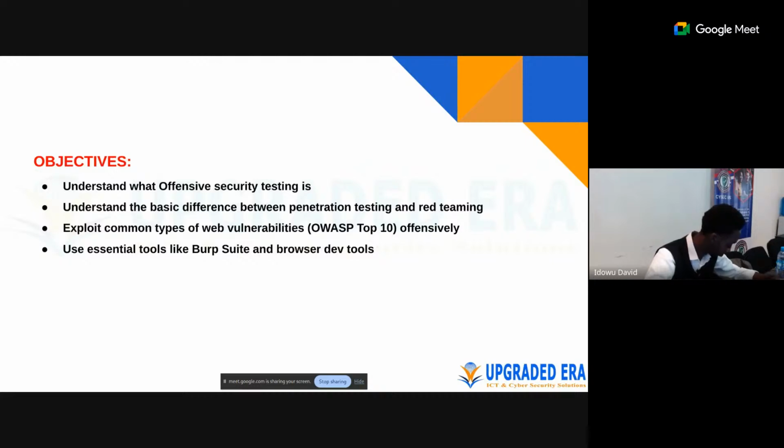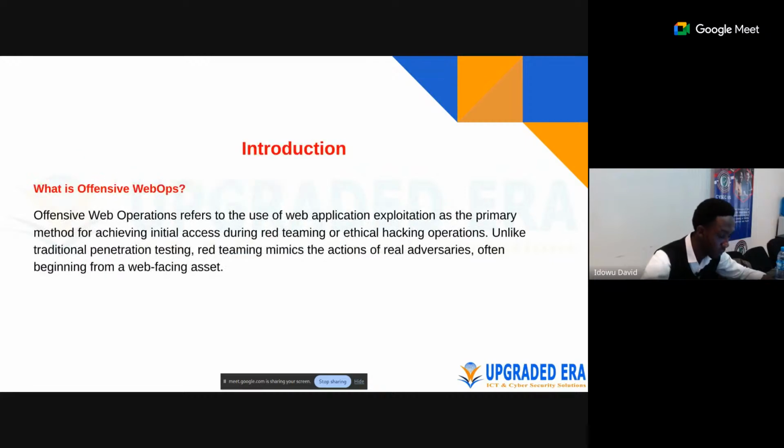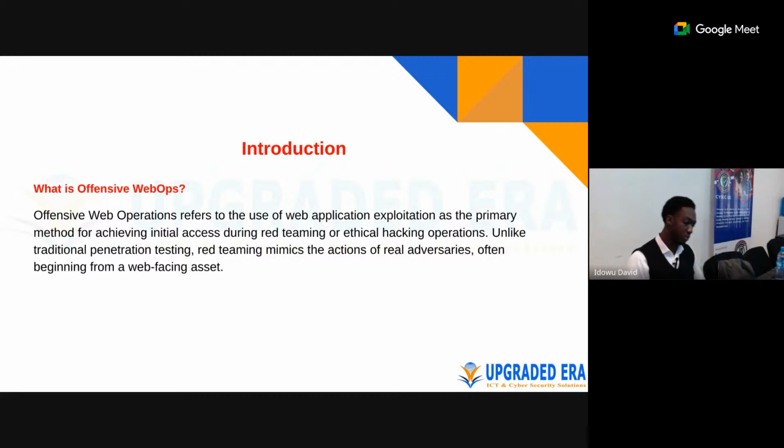By way of introduction, what are offensive web operations? This refers to the use of web application exploitation as the primary method for achieving initial access during red teaming or ethical hacking operations. Unlike traditional penetration testing, red teaming mimics the actions of real adversaries, often beginning from web-facing assets.